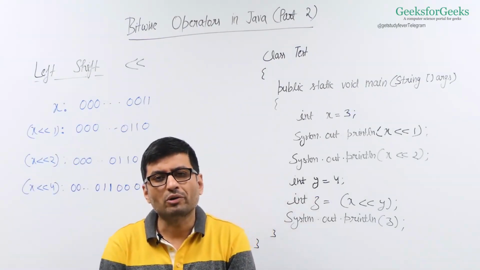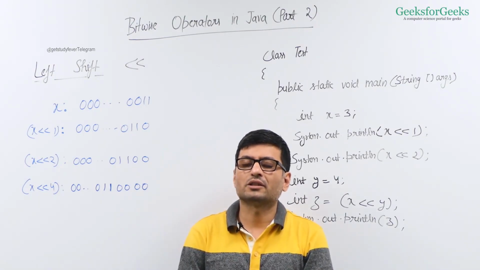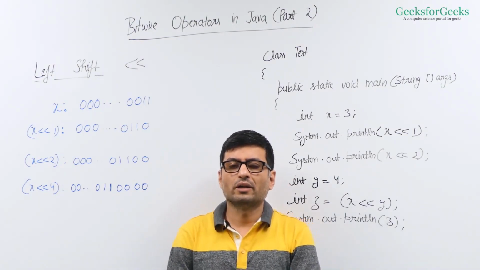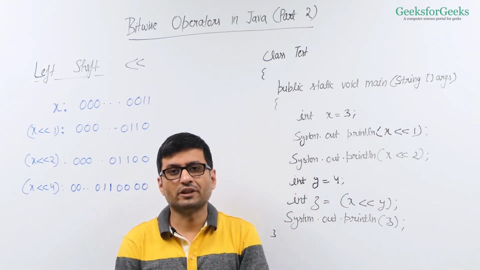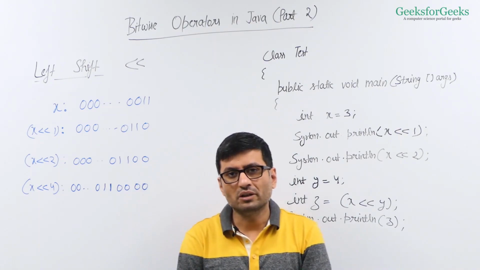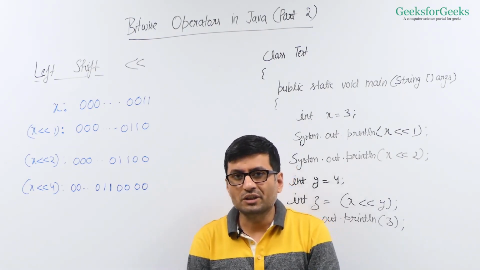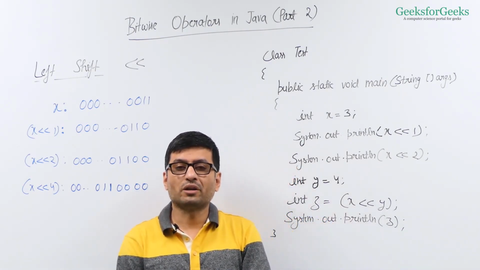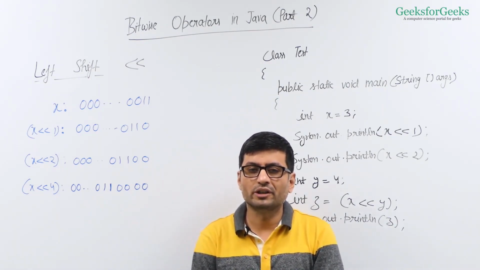Let us now talk about the left shift operator. The left shift operator is a binary operator. It takes a number whose binary representation is to be shifted and takes another number that tells how many times we need to shift the binary representation. After shifting the binary representation, whatever new binary representation you get, it returns the corresponding integer value.